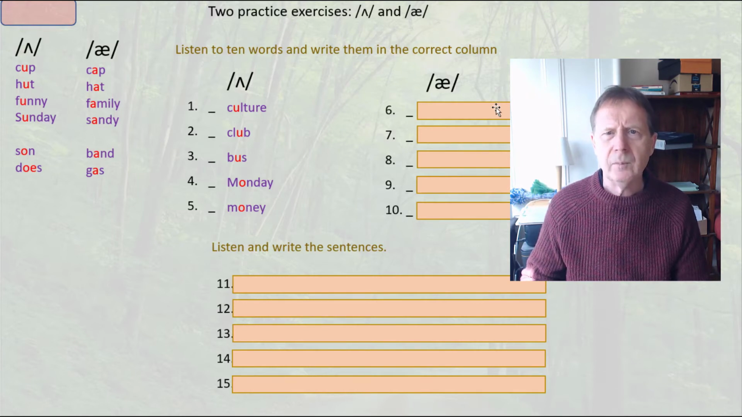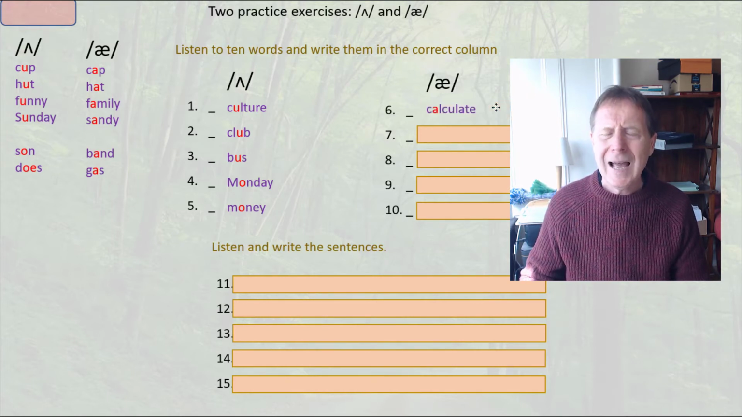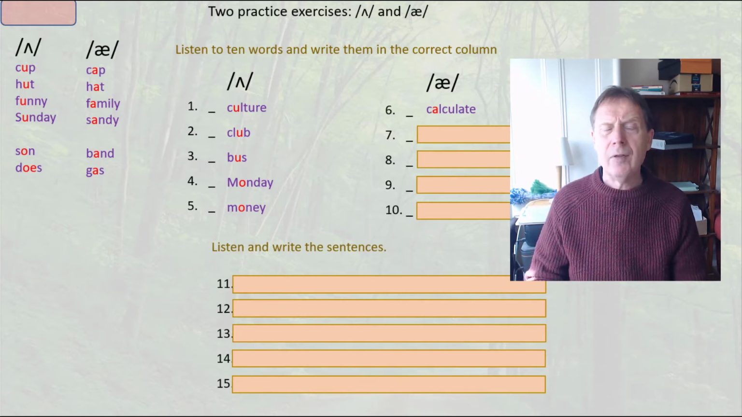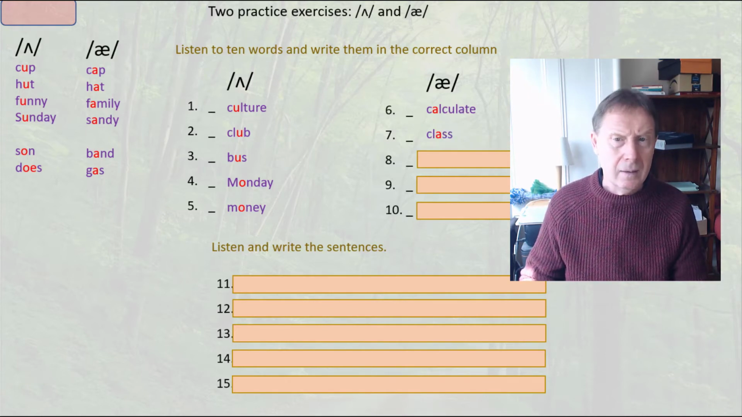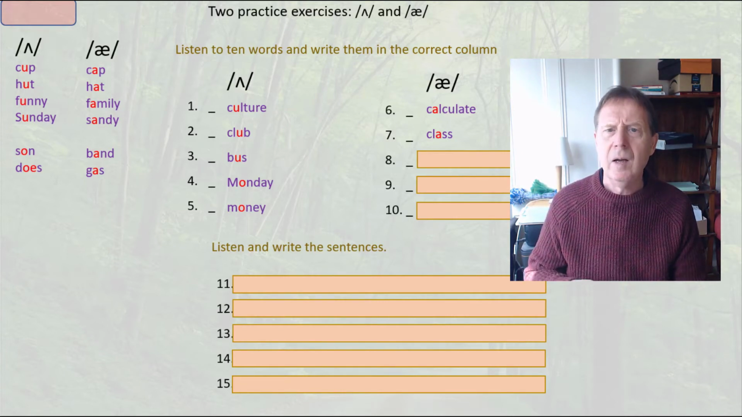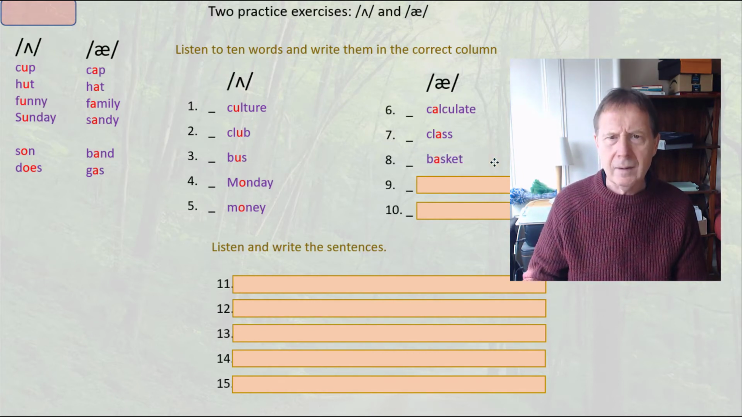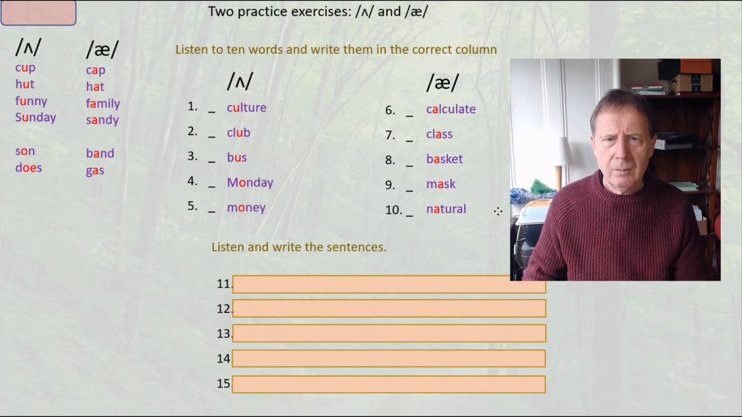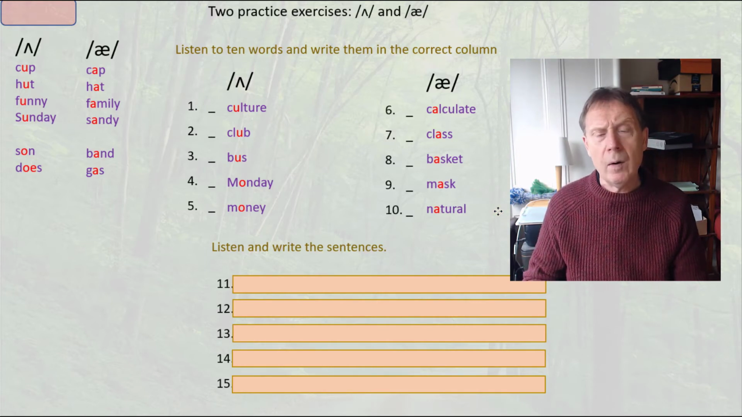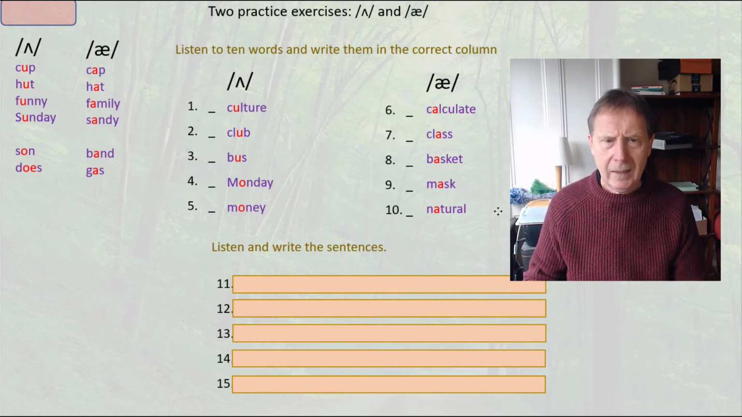Money. Number 6, calculate. Standard spelling for this vowel, A. Calculate. Number 7, class. Again, standard spelling with A, class, as in pass or passport or glass. Number 8, basket. Number 9, mask. Number 10, natural. So there you can see all of these words have the spelling A.